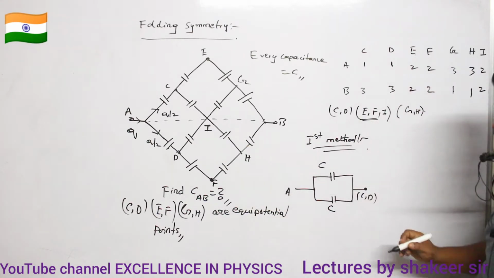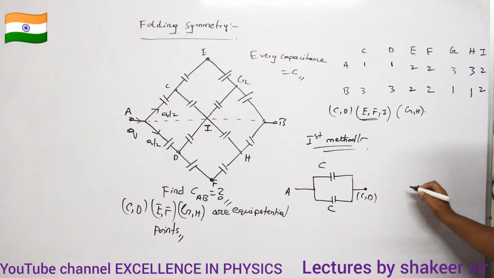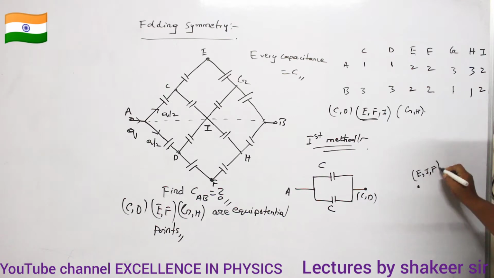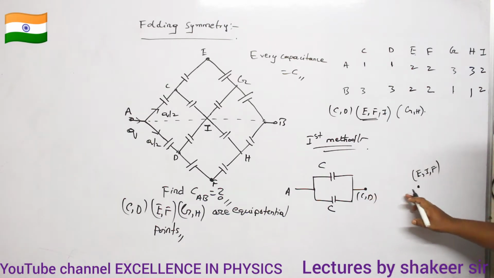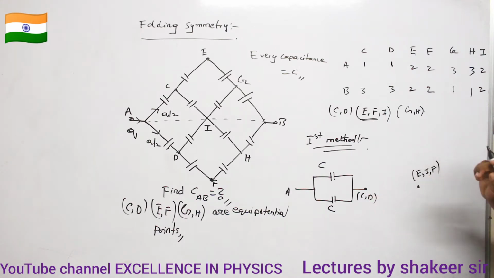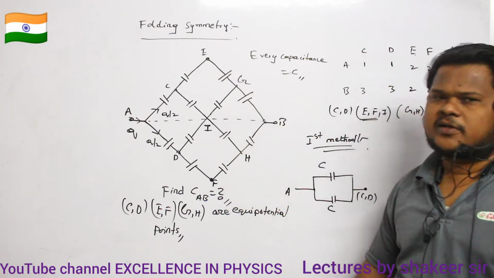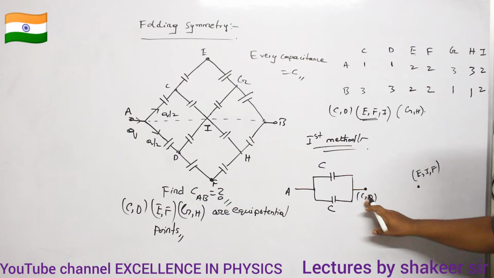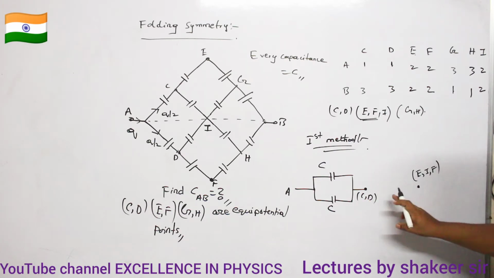So now from C to D, I want to reach up to which point? I want to reach up to E comma I comma F. Clear? Why do I want to reach from C and D to E, I and F? Because E, I and F are equipotential points, so I can join them. Okay? Now in traveling from C to D to E, I and F, how many capacitors are there?